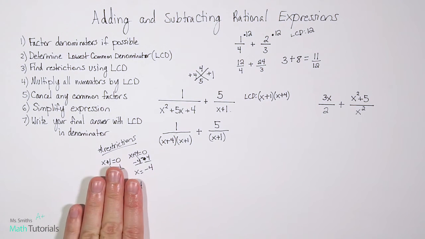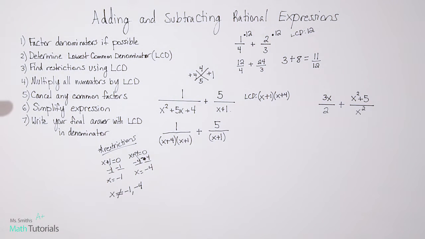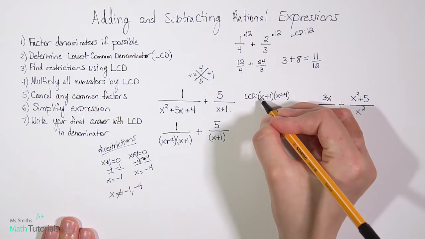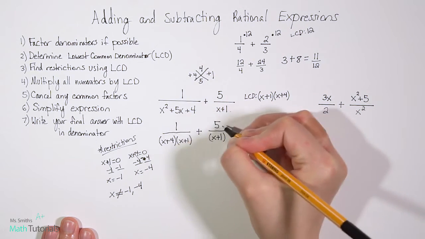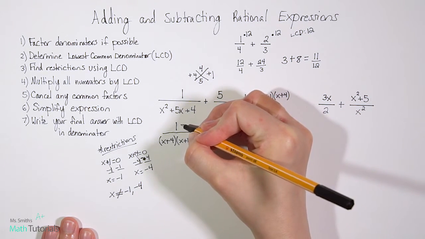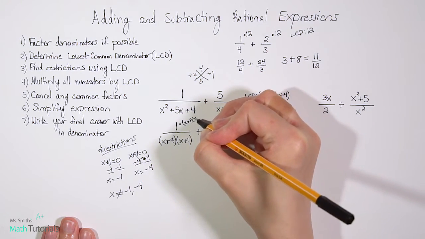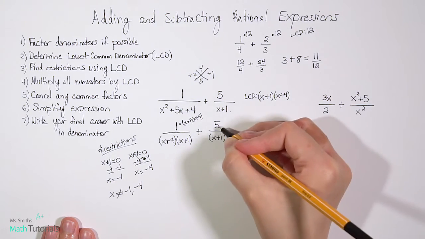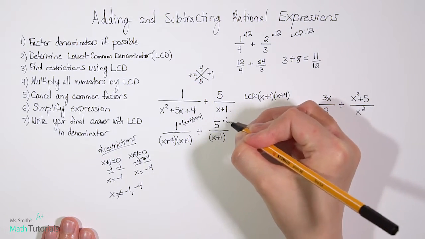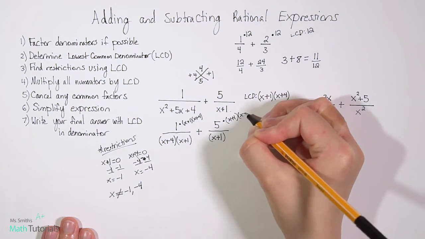Okay, so we did our little sidebar with our restrictions. Let's jump back in, and we're now at step 4. So multiply all numerators by the LCD. If we can do that, we don't need to rewrite this step necessarily. You can if you want to, but to save time, I'm not going to. I'm going to show this multiplying each of the numerators by the LCD like this. I'm going to do 1 times x plus 1 times x plus 4. And then I'm going to do the same thing to this 5. So 5 times x plus 1, x plus 4.